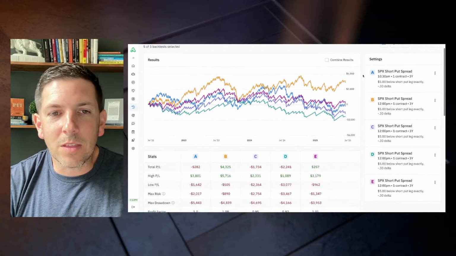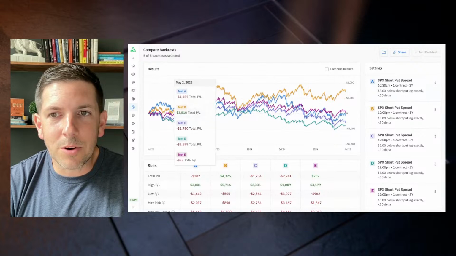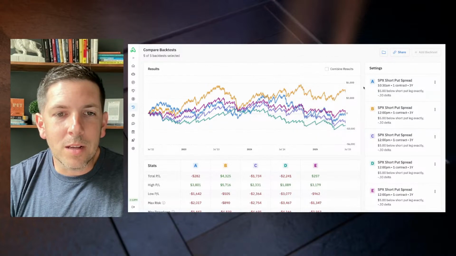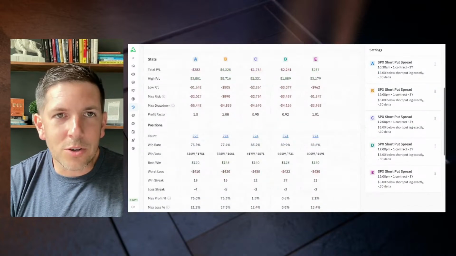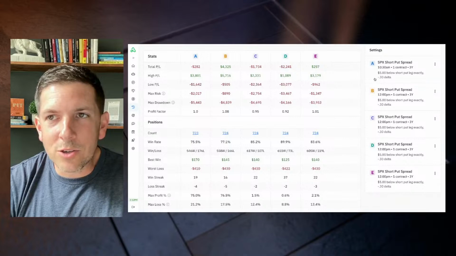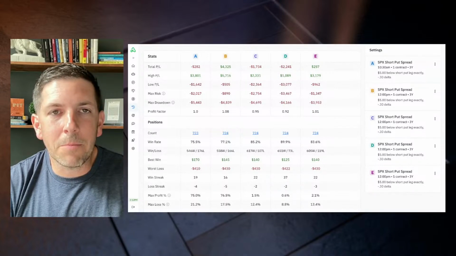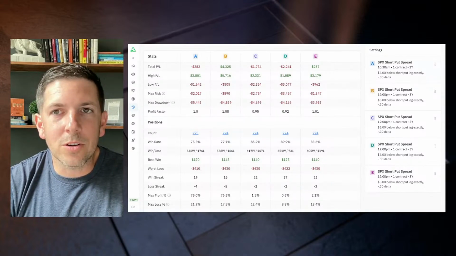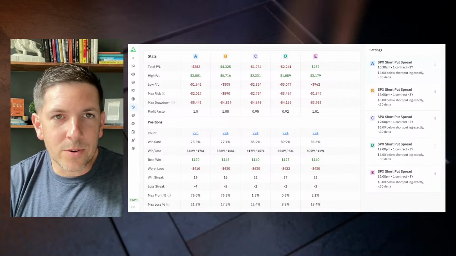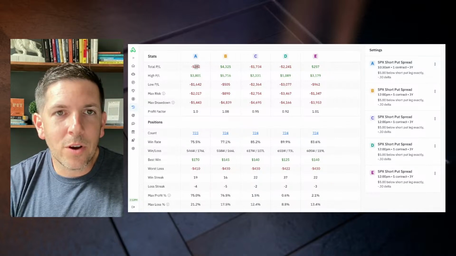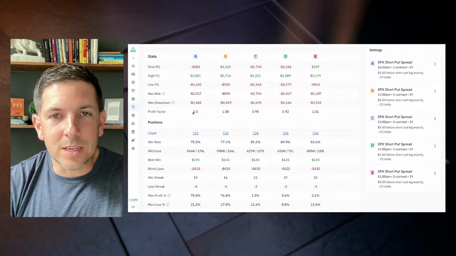But you can see here that the first test that we ran, which is test number A, was terrible. It was just a dog strategy. It didn't really work. So entering a short put spread at 10:30 in the morning, nothing else, no other filters, really didn't help yourself at all. It made negative $282. At one point, it was up $3,800, but its max drawdown was super high. The profit factor was 1.